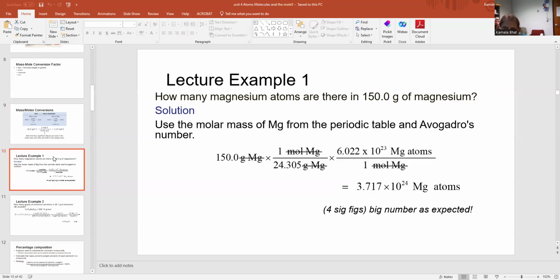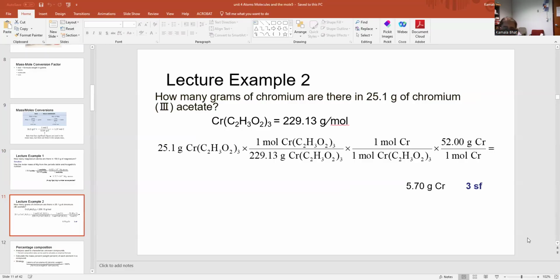Cancel out the units, and then when you get the moles, you multiply it by 6.022 times 10 raised to 23 magnesium atoms present in 1 mole. And then you get your answer in so many atoms of magnesium. Again, the same type of formula and calculations.